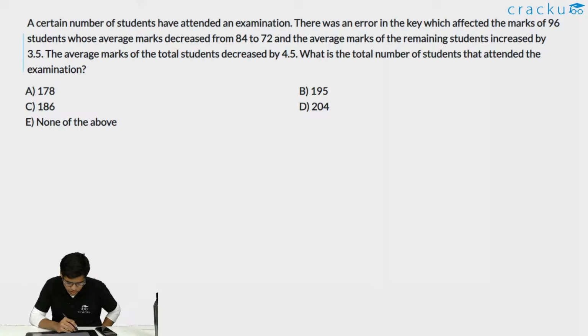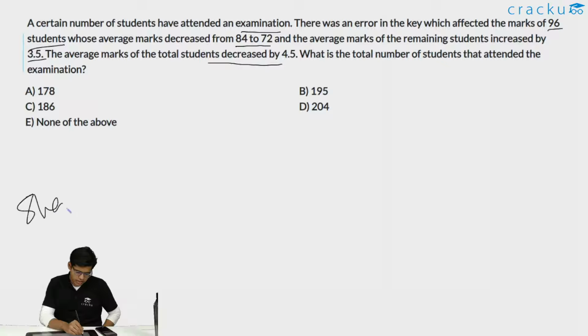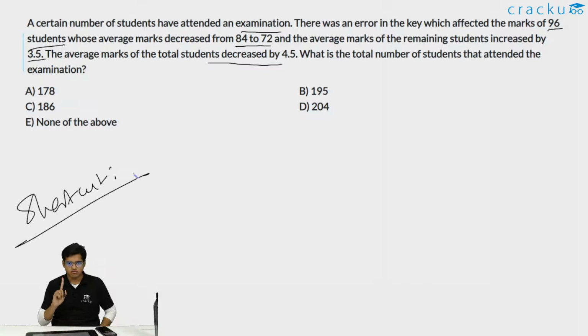A certain number of students have attended an examination. There was an error in the key which affected the marks of 96 students, whose average marks decreased from 84 to 72. And the average marks of the remaining students increased by 3.5. The average marks of the total students decreased by 4.5. What is the total number of students that attended the examination? I will tell you guys a shortcut method, how to solve this question in only one line.